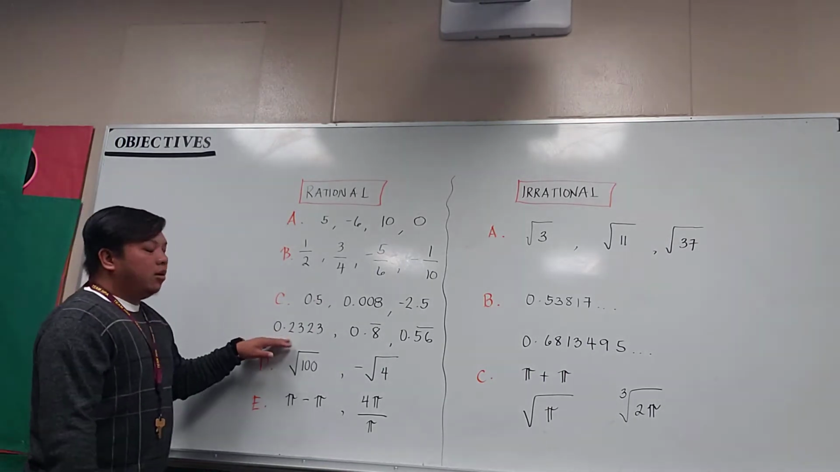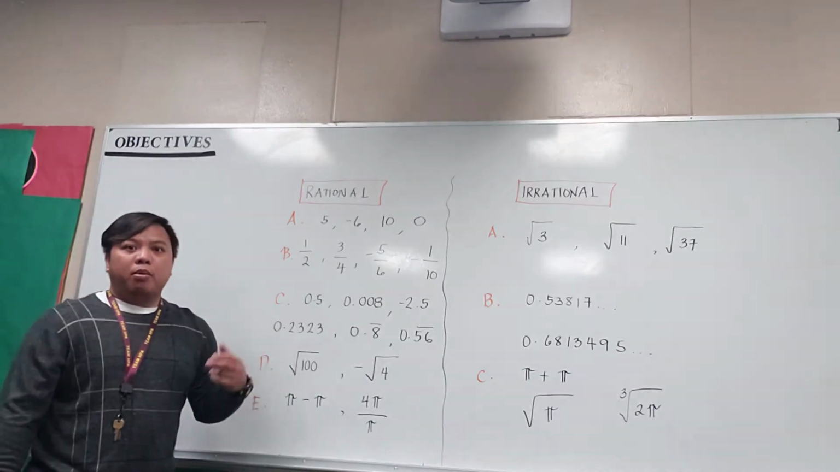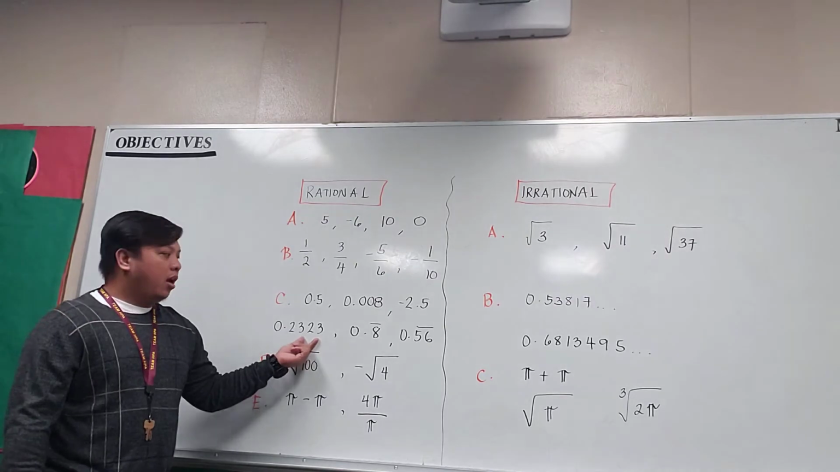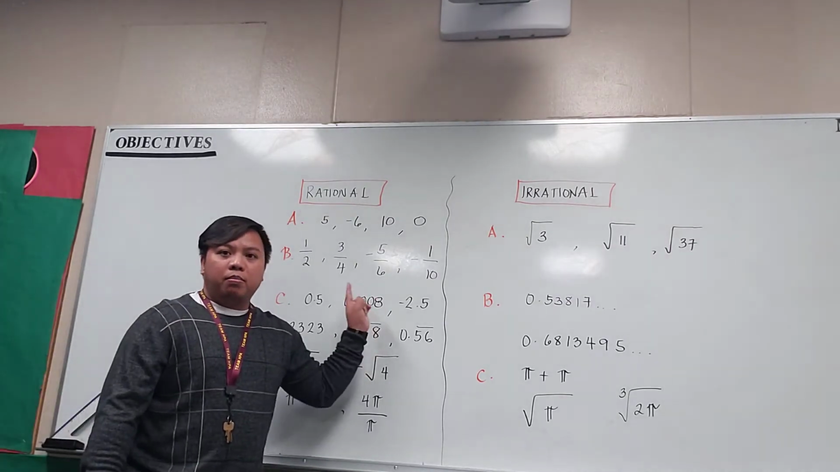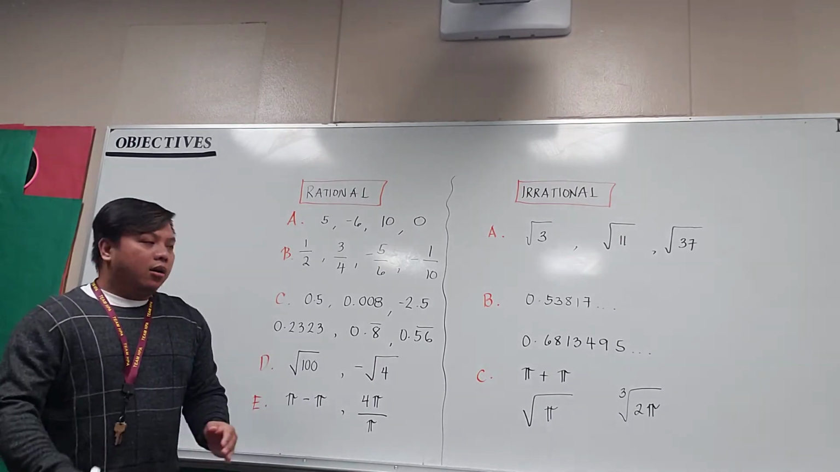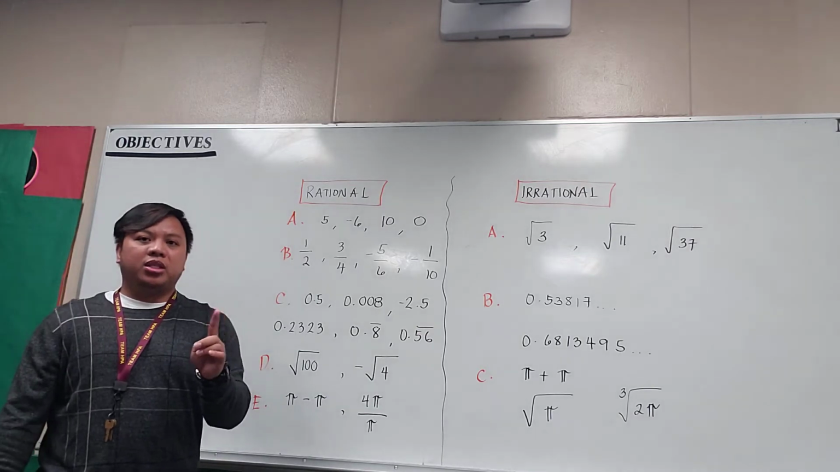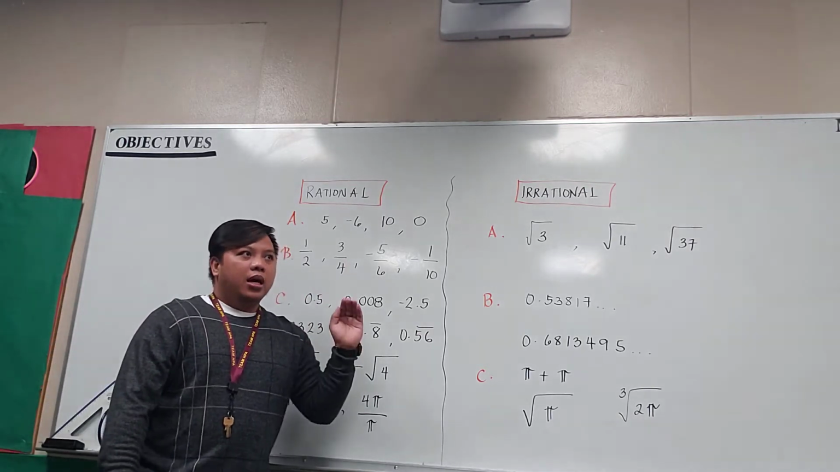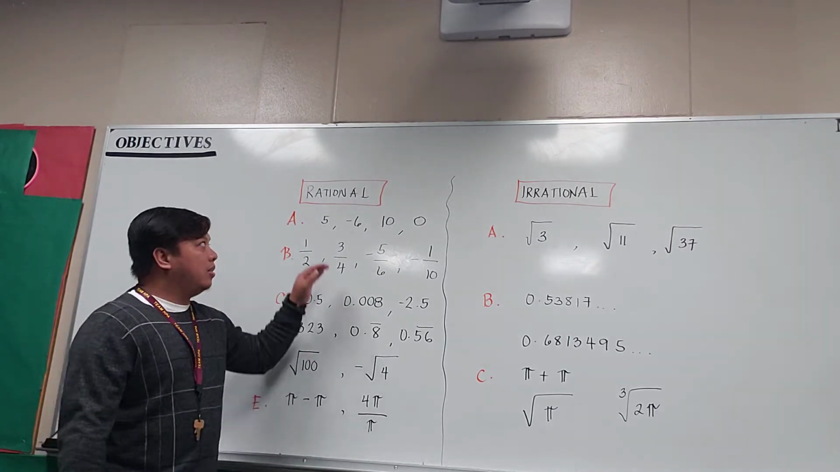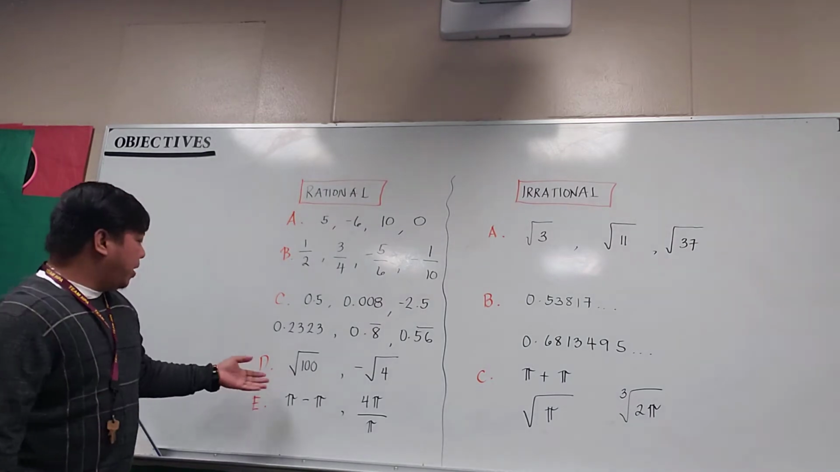Or it can also be non-terminating decimals, which are the ones that have repeated digits, like 0.2323, 0.8 with a bar on top. That bar means that 8 is being repeated all the time, with 0.56 with a bar on top. That means 56, 56, 56. So it's continuous, but there's a pattern and there are repeated digits. So it's still considered rational.